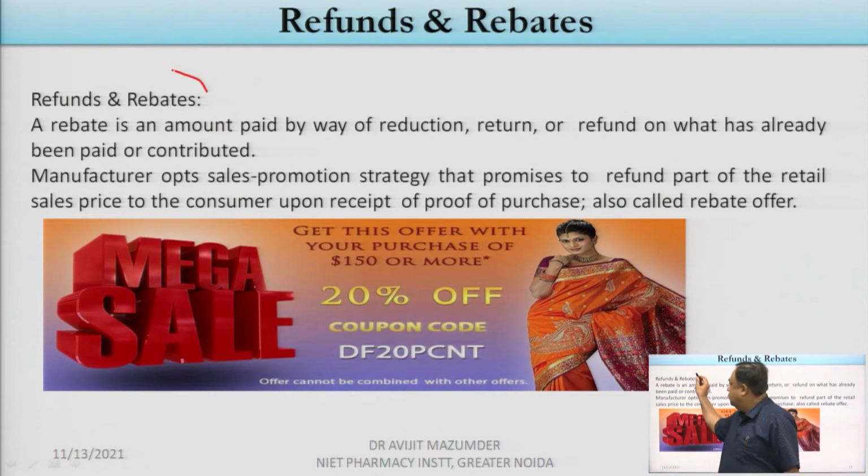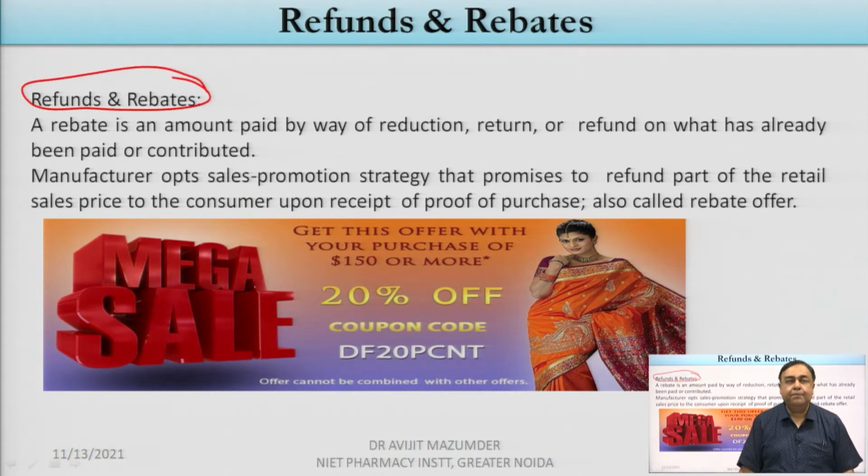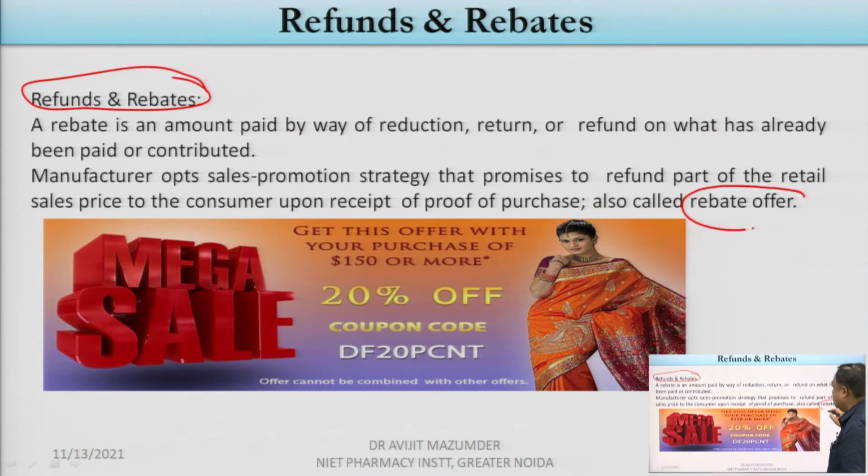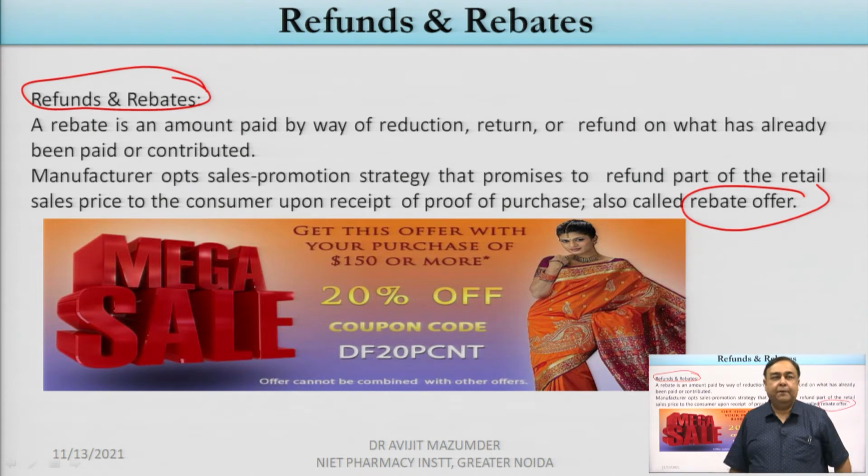Next, we are coming to the refunds and the rebates. A rebate is an amount which is paid by way of reduction, return or refund on what has already been paid or contributed by the customers. You are giving a price reduction, you are giving a price refund. Manufacturers offer sales promotion strategies that promise to refund a part of the retail sale price to the customers after receipt of the proof of purchase, which we are calling rebates.